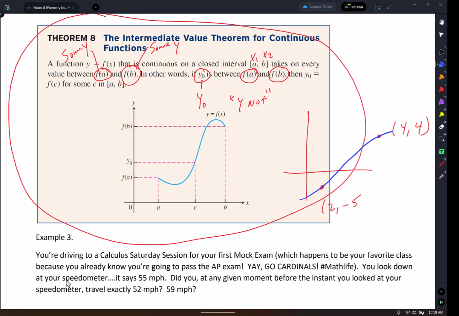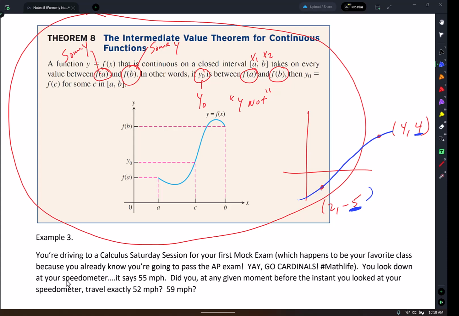It's continuous on a closed interval. So it's saying if I was at negative 5 right here, and then I was at 4 up here, did I cross the x-axis if I'm continuous? Yes. How many times did I cross it? Well, in this case, I crossed it once. But if we don't know how the curve looks, I could have crossed it many times.